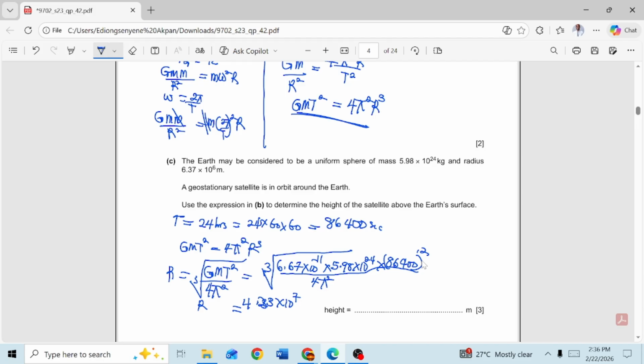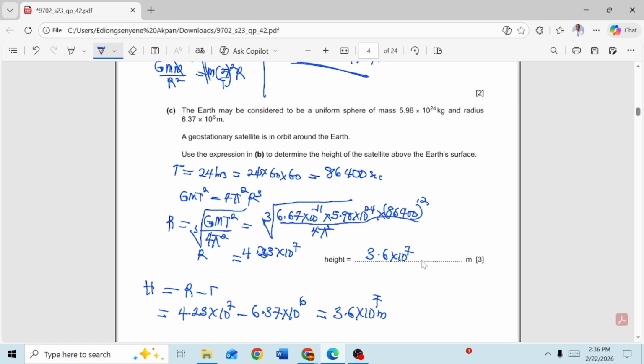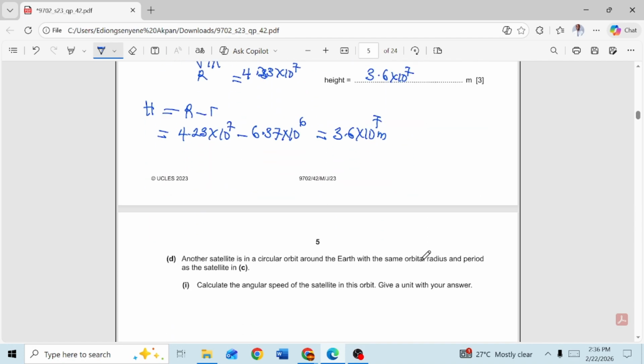The question says we should find the height of the satellite above the Earth. Height will be r minus the radius of the Earth. This will give us 4.23 times 10 raised to the power of 7 minus the radius of the Earth, 6.37 times 10 raised to the power of 6. And the answer will give us 3.6 times 10 raised to the power of 7 meters. So h is 3.6 times 10 raised to the power of 7. Let's go to the next question.